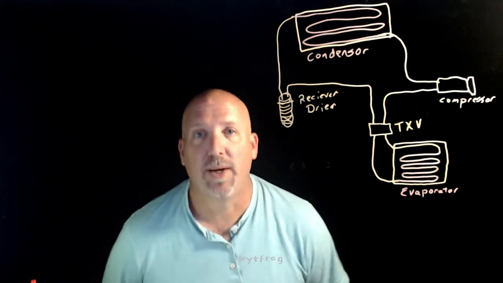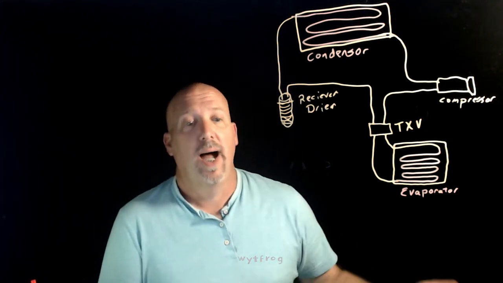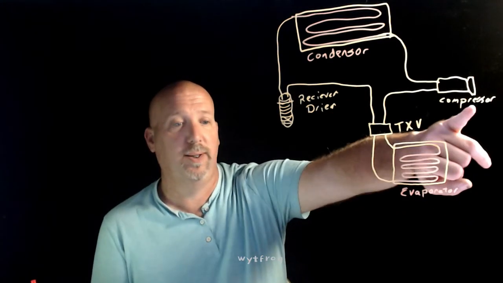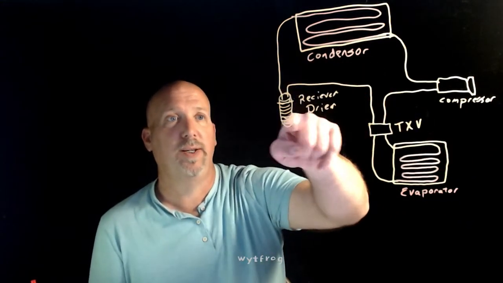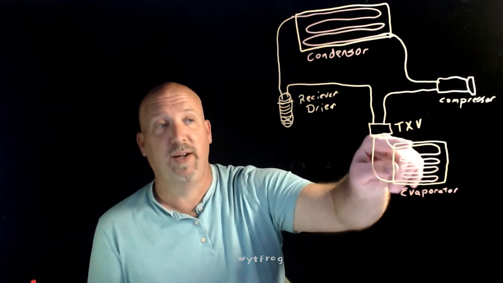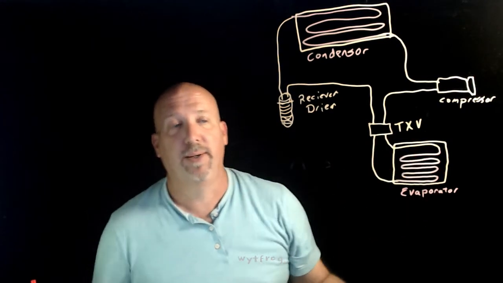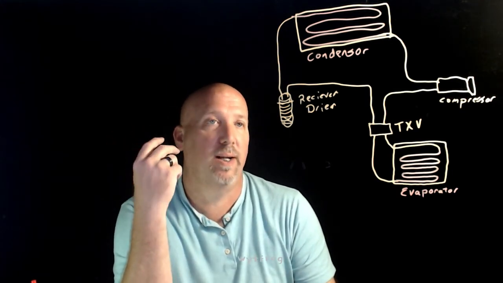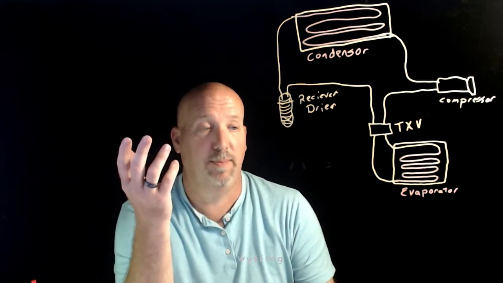Hey guys, just want to talk a little bit about the refrigeration cycle. As you can see here, we have a simple AC system scenario. We have our compressor, our condenser, our receiver dryer, our thermal expansion valve, TXV, and our evaporator. This is pretty much a basic TXV receiver dryer style of air conditioning system.